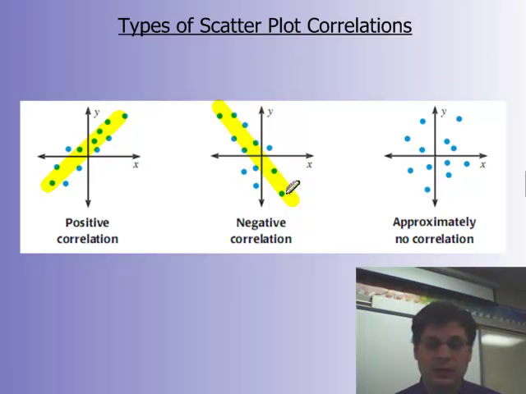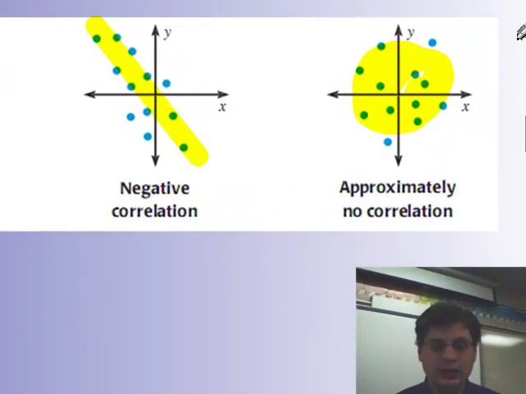And if your data points are just all over the place, then we would say approximately no correlation. For instance, something with no correlation would be the amount of time you spend brushing your teeth and how fast you run. There's no correlation between those two. So if you were to plot those data points, it would just be a big blotch. You won't see any trend.